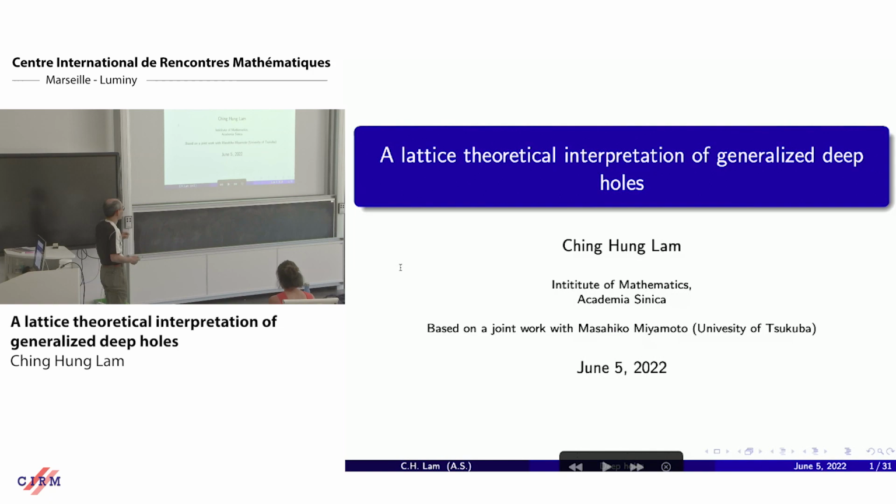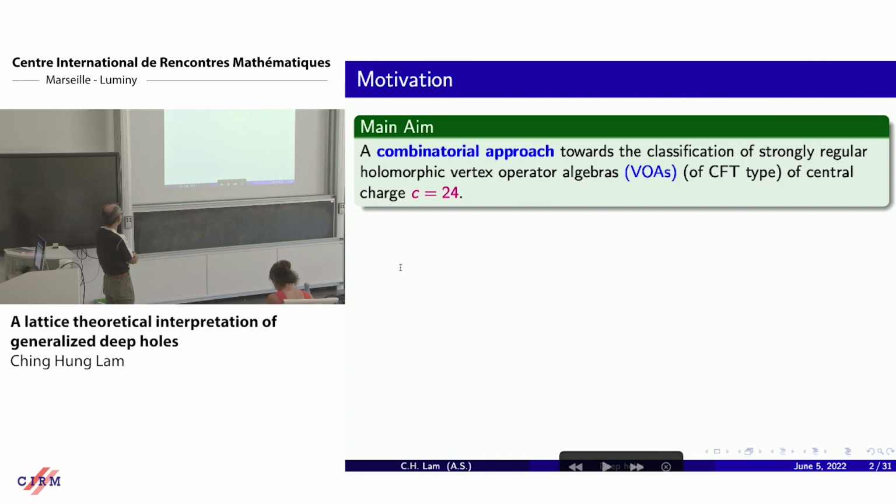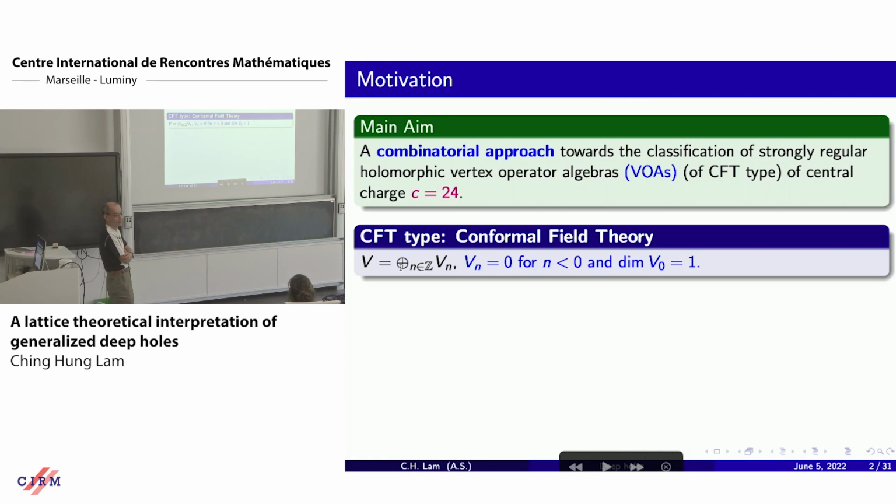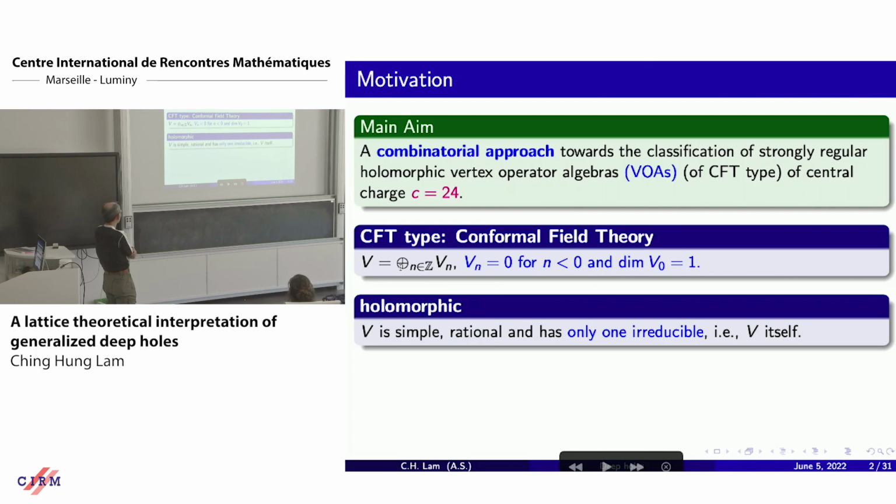Basically, the main aim is to give a more combinatorial approach towards this classification. I will talk about the classification theorem and then explain everything. What I mean by CFT type is that everything is positive graded and the weight zero space is one dimensional. Holomorphic just means it is simple, rational, and has only one irreducible module. So in terms of representation theory it is an easy thing, because every module is a sum of copies of V.